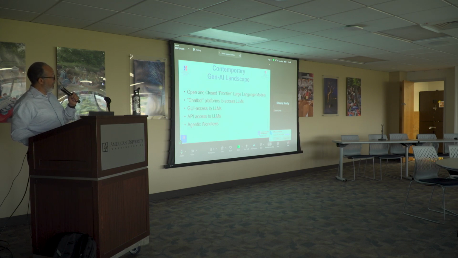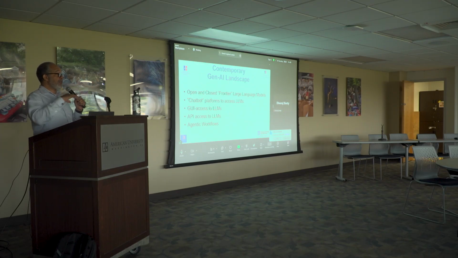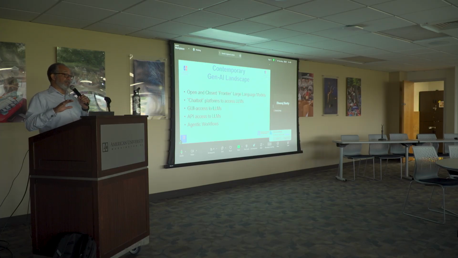So when we think about the contemporary generative AI landscape, and so even though we just keep using the acronym AI, we're mostly talking about generative AI. That's what we've been talking about all morning so far. We can use the shorthand AI, but we really are talking about generative AI. So there are 5 areas to think about when we think about the contemporary landscape. So you want to think about what are the models. So what are the main, what are called frontier large language models?